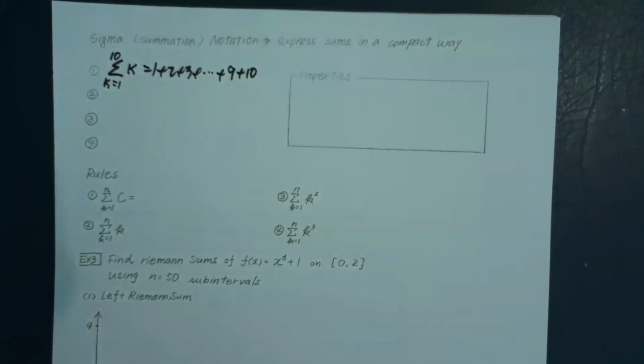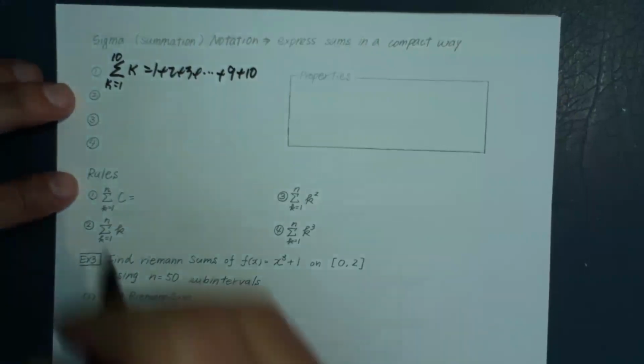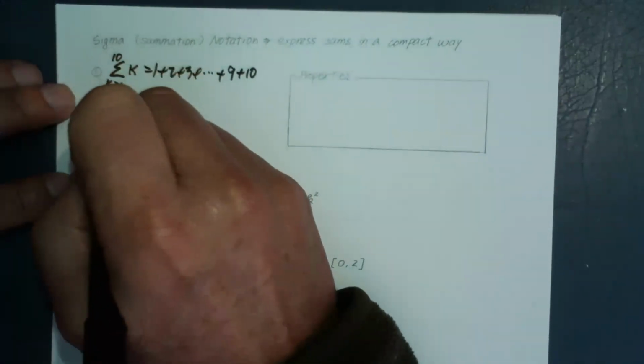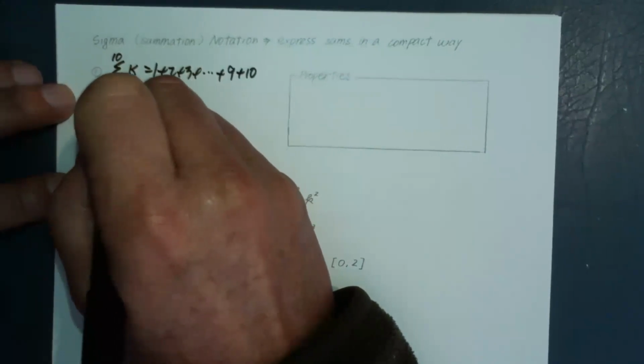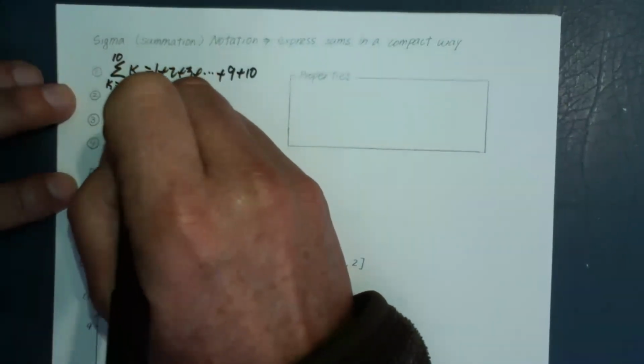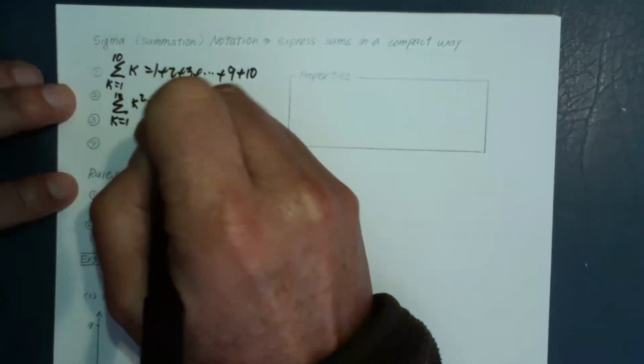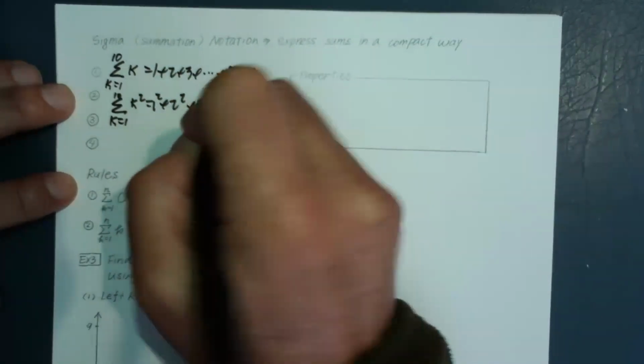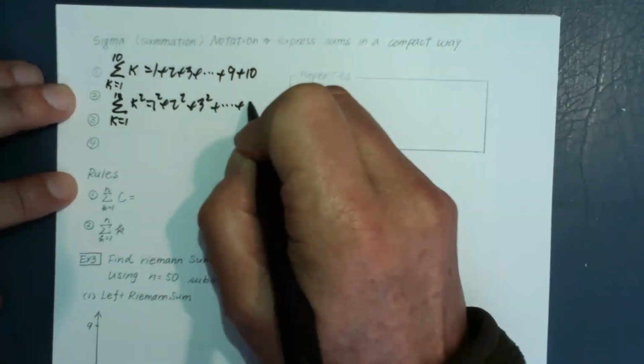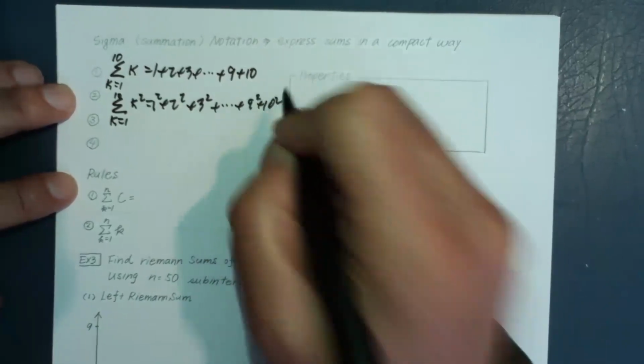Most teachers teach it both ways. And I'm not going to give 3 examples. I'm just going to give a few. Another example. So this would be 1 squared plus 2 squared plus 3 squared, and so on.